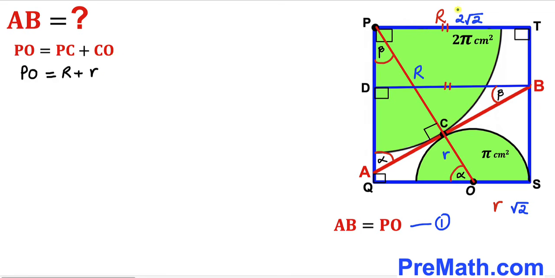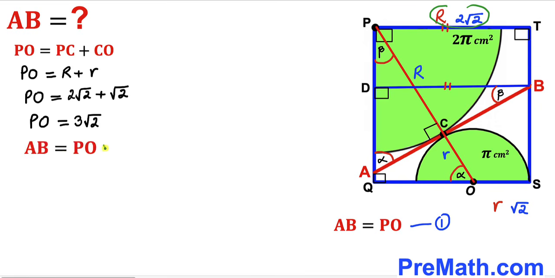And we know our uppercase R value is 2 times square root of 2, so I'm going to substitute that value over here. Likewise, our lowercase r value is square root of 2, so I'm going to replace that lowercase r value with the square root of 2 over here. If we combine these like terms, our PO length turns out to be 3 times square root of 2 centimeter.